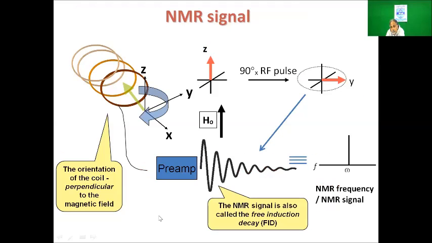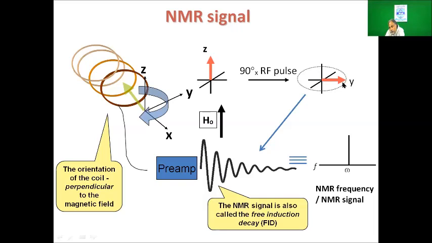So in a nutshell, this is the whole cartoon picture, where this is the magnetic coil, which is perpendicular to the magnetic field, and in its presence, this is the spin, the Z magnetization of the nucleus, which is parallel to H0. Then there is a 90-degree, radio frequency pulse, appropriate. It goes from the Z axis to the Y axis, and here the detector is there.